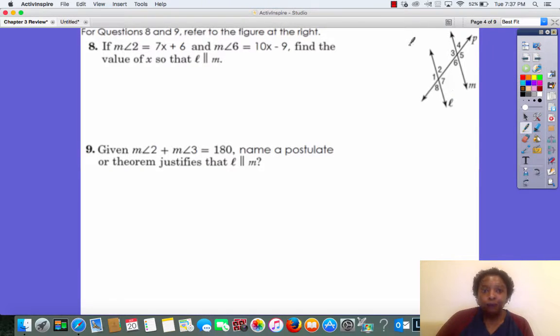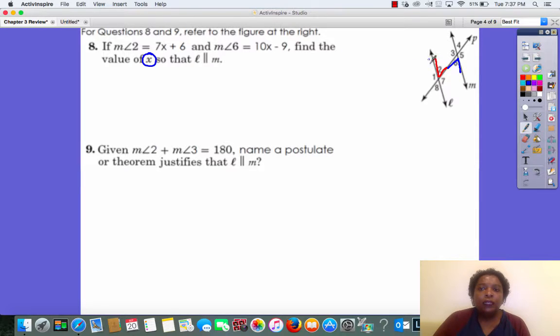Eight and 9. Again, we're dealing with parallel lines cut by a transversal. With 8, they tell us that we're dealing with angle 2 and angle 6. And they want us to find the value of x, which means we need to come up with an equation.